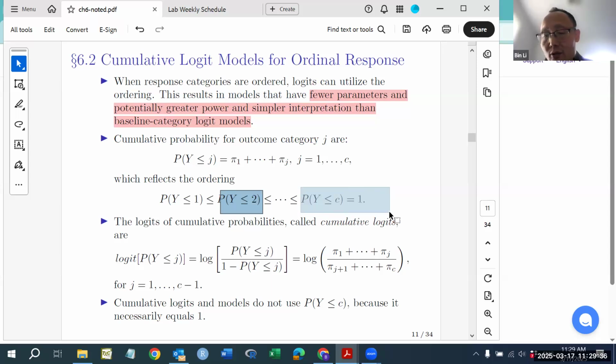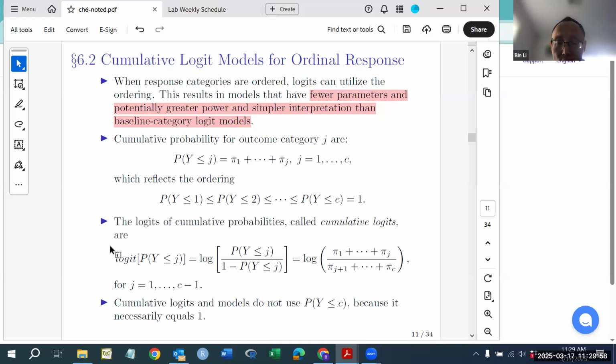And that one is equal to what? 1. Is that right? Because C is the number of categories for the response, and that includes all the possible cases. So that's 1. Okay? So the model for the cumulative, by its name, you can see it's cumulative logit.